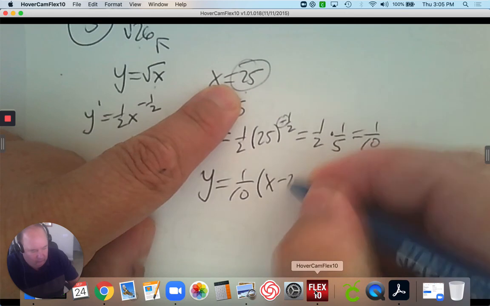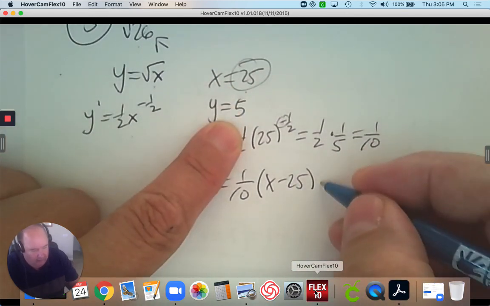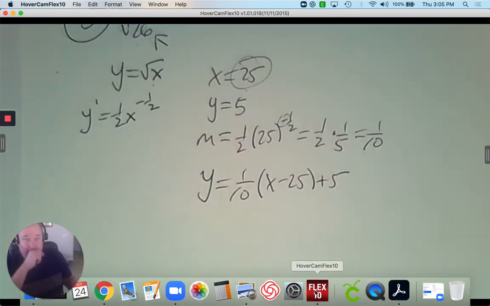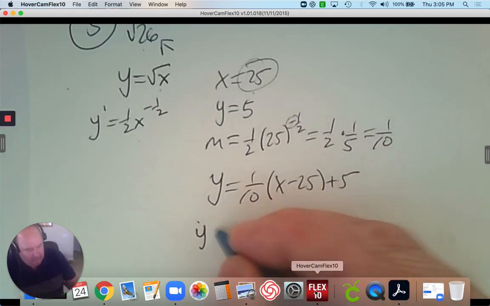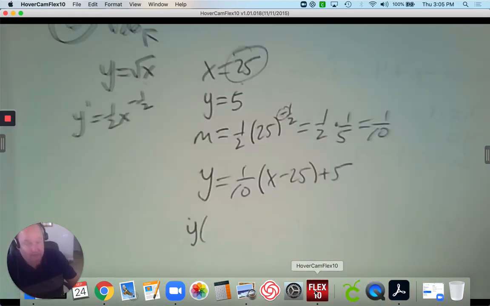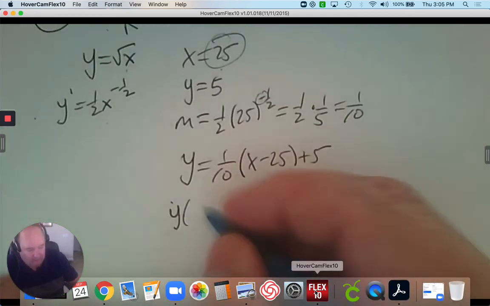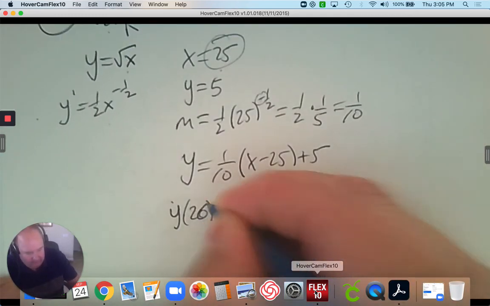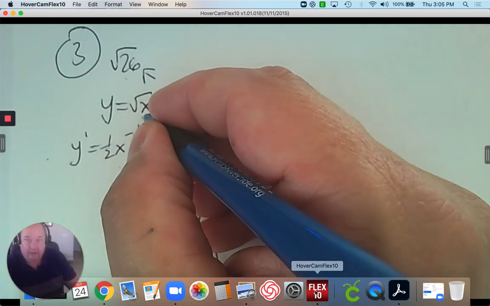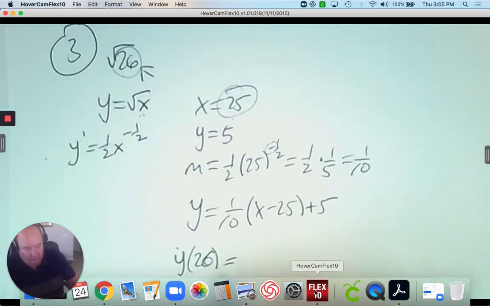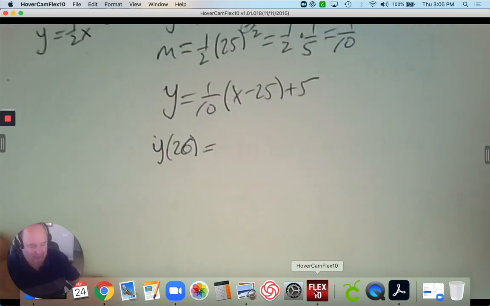So if I put that all together, the slope is 1/10, with the x-coordinate and the y-coordinate. So that is the equation of the tangent line. If I want to estimate the square root of 26, I would plug in 26 to estimate it. So it's not the square root of 26. Plug in the x value. The actual x value is 26. That's what I'm going to plug in.